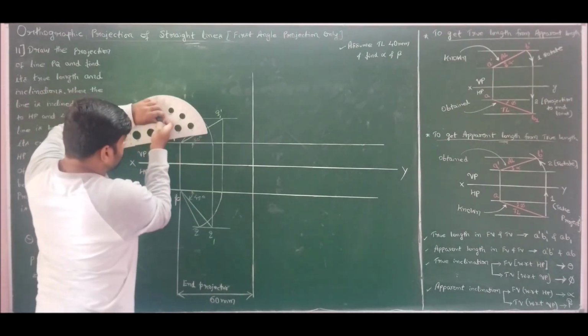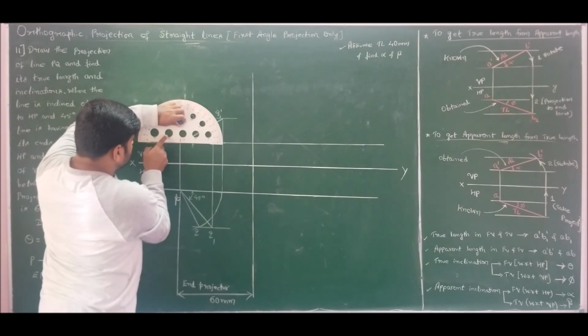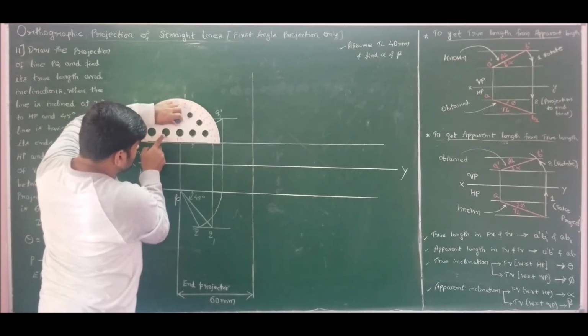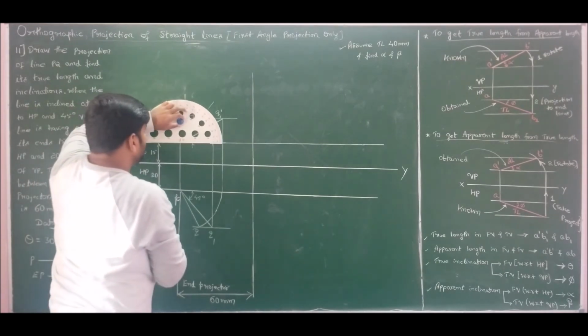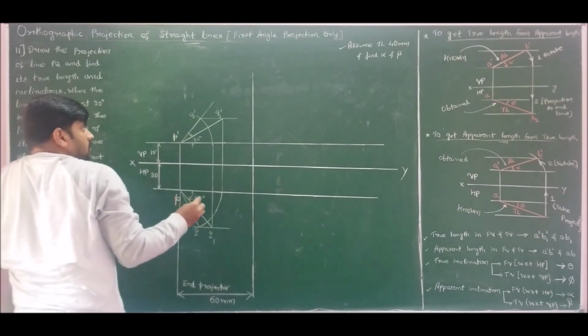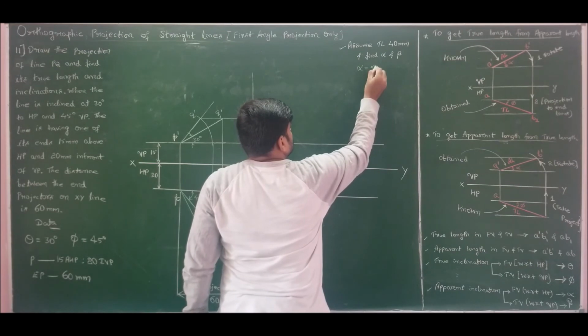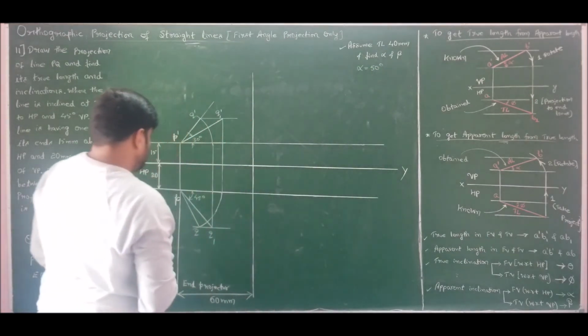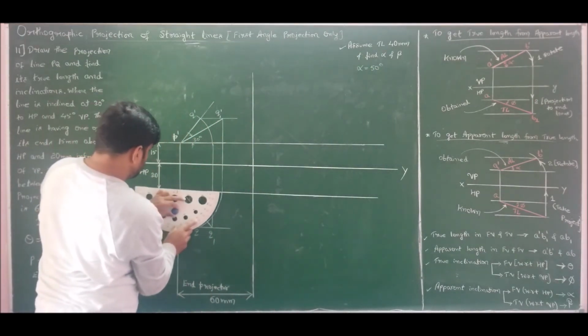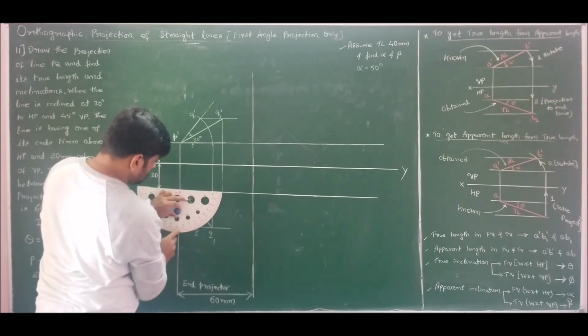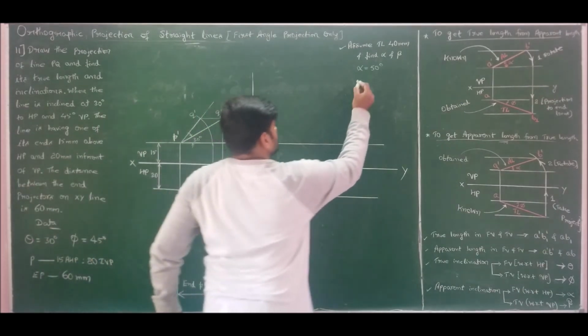Now I will get the values of alpha and beta. Alpha is turning out to be 50 degrees. So I am getting the value of alpha as 50 degrees and beta as 60 degrees.